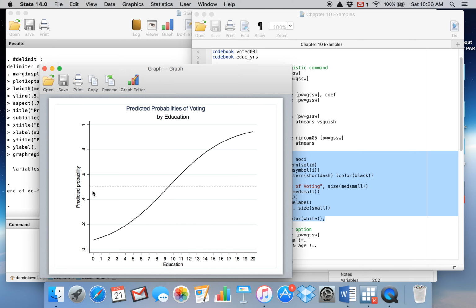And you can see that they put a dotted line here through 50%, 0.5, so that you can see at what level of education a person becomes more likely to vote than not.